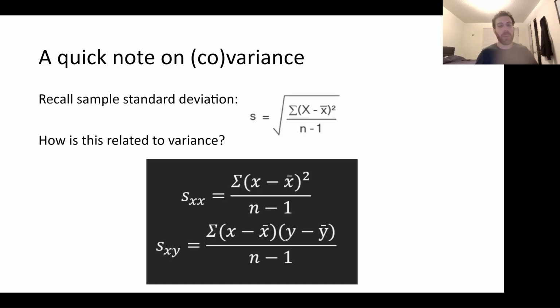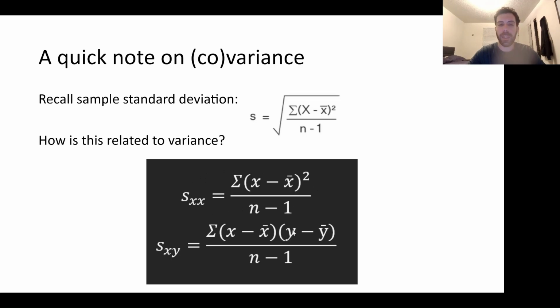So hopefully you still remember that variance is just the square of standard deviation, and when you square something that's inside a square root, you just get rid of it. So s squared, also known as the sample variance, is this exact formula without the square root, and in fact I wrote it down over here. This is your variance. Now you'll notice I wrote xx as a subscript in the bottom. I know that mathematical notation is a little confusing, but there's a reason I did that, and that will become more apparent later. So this formula is your variance for your x variable.